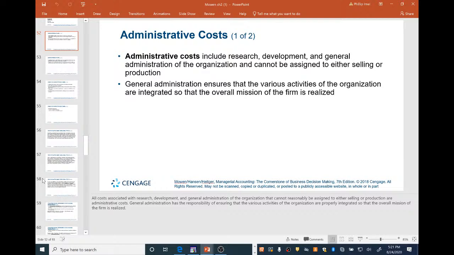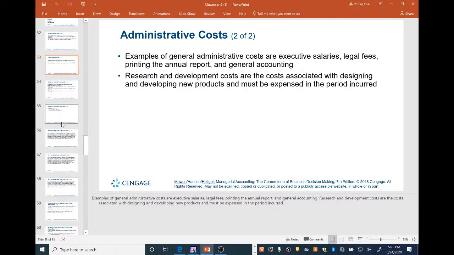Just important, the same thing. If you think of that multi-step, gross revenues, cost of goods sold, gross profit. Cost of goods sold is your product costs, right? Then from there, to get to our operating income, we just back out the period costs: selling, general, and administrative. Make sense? So that's what administrative costs are. And some more examples: salaries, legal fees, printing, annual report, general accounting, stuff of that sort.